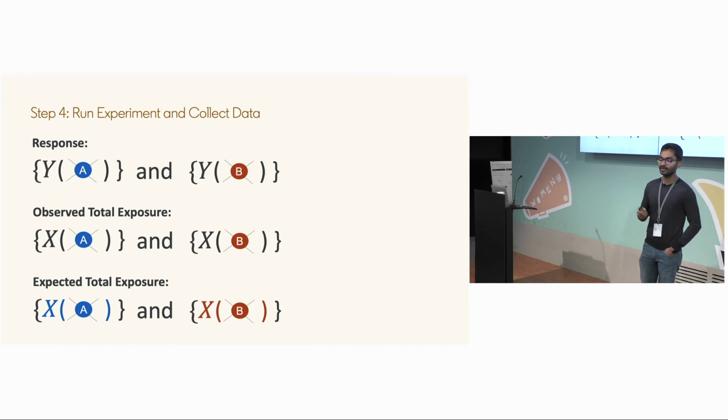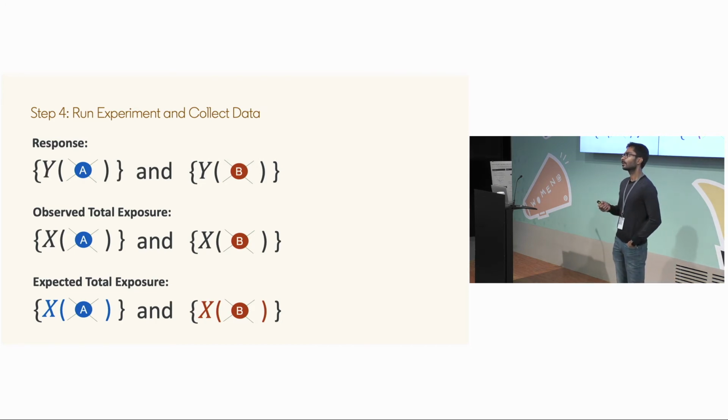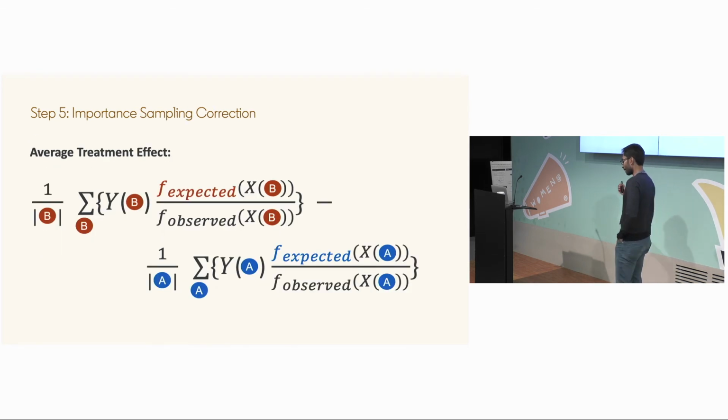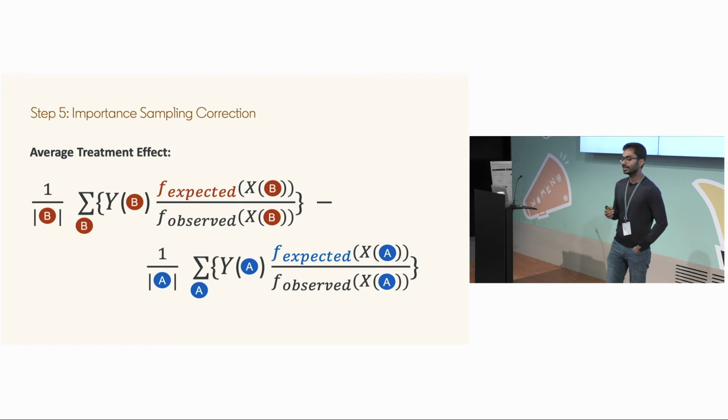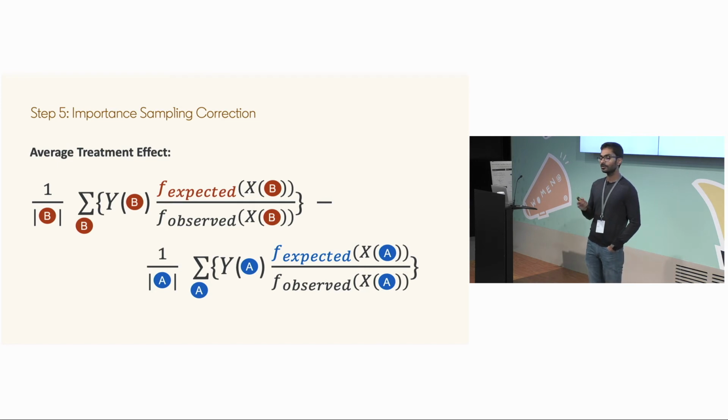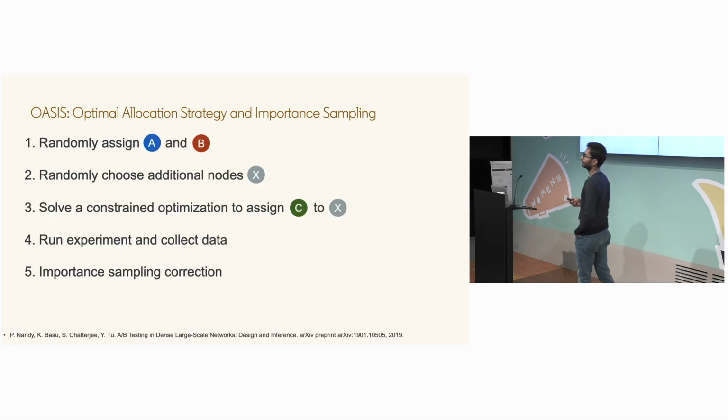So when we collect data on the response, and we also collect data on the observed total exposure and the expected total exposure. And then when we are estimating the average treatment effect, instead of taking the difference between the average effect, we take a weighted average, where the weights are given by the density of the expected total exposure and the density of the observed total exposure evaluated at the observed point. So if we do this importance sampling correction, then everything is correct again.